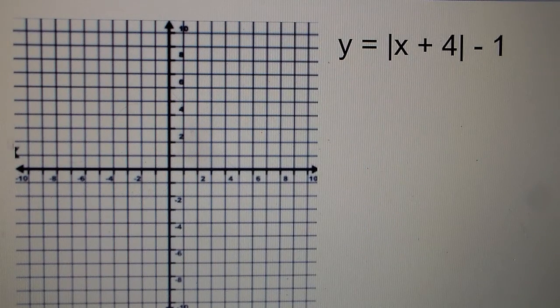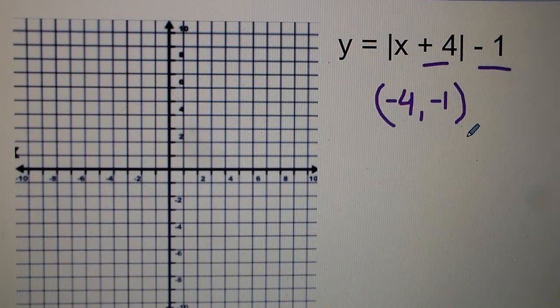Let's try another one. So first thing is to find the vertex. So the opposite of positive 4 is negative 4. So we do negative 4, comma, negative 1. Put in parentheses. So that's our vertex. So we plot that coordinate, negative 4, negative 1. Plot it right there.